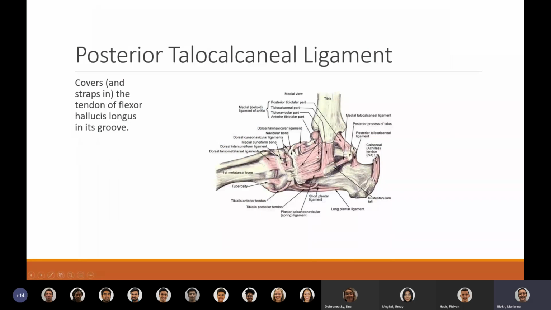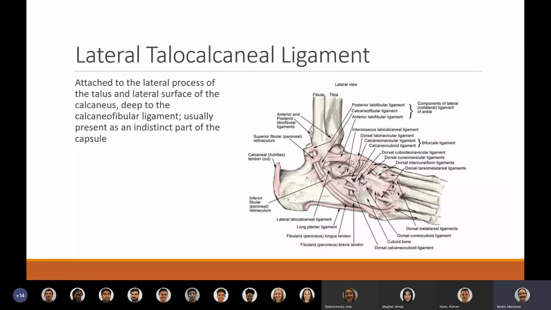So we have a posterior talocalcaneal ligament. Posterior talocalcaneal ligament is basically a ligament between the talus and the calcaneus posteriorly. So this is a good picture. Why is it important? Because it covers and straps in the tendon of flexor hallucis longus in the groove. If they ask you a question about the posterior talocalcaneal ligament and its orientation and position, this is a good picture just to show you. You have flexor hallucis longus running in this groove and then basically strapped in by the posterior talocalcaneal ligament.